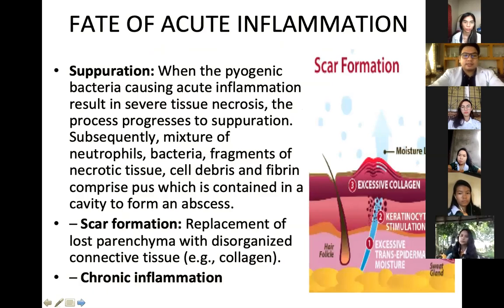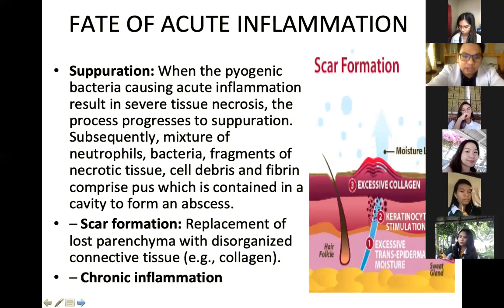Next, suppuration. Ito yung medyo pathologic. Okay? Suppuration, class, is when the pyogenic bacteria causing acute inflammation result in a severe tissue necrosis. Okay. The process progresses to suppuration, subsequently a mixture of neutrophils, bacteria, fragments of necrotic tissues, cell debris, and fibrin comprise pus, which is contained in a cavity to form an abscess. So yung medyo masakit na portion.